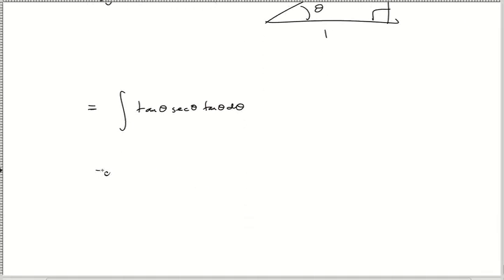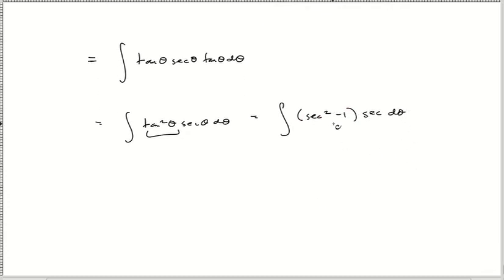What I do is I combine these guys into tangent squared, which this one here converts into secant squared minus 1. You still have a secant. And then I distribute to make secant cubed minus secant.